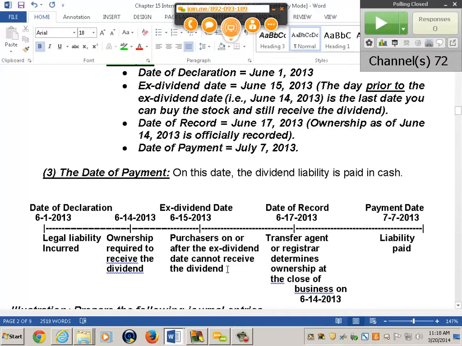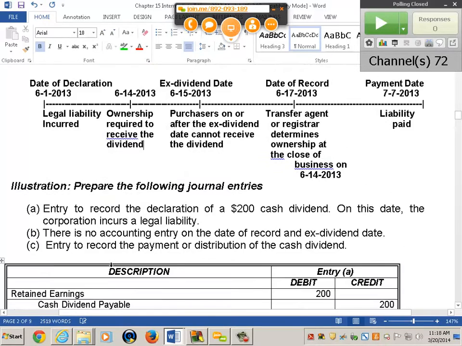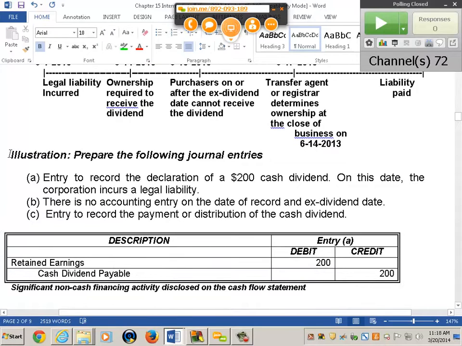So, something you should know from accounting 1, let's take the entries and let's assume that I'm going to pay or declare a dividend on the date of declaration in entry A for 200. That's the date I debit retained earnings and credit cash dividends payable. This is a non-cash financing event on the cash flow statement. The liability is created on the date of declaration.